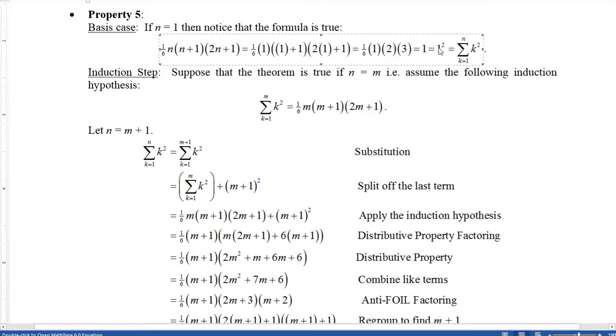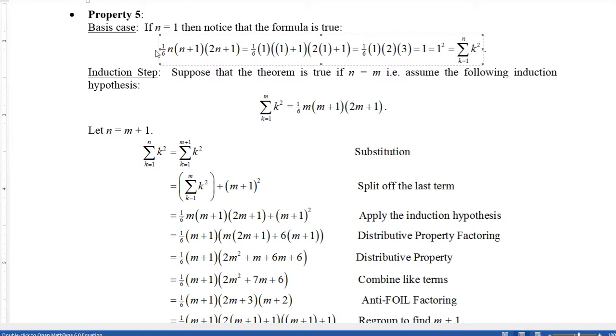1 is 1 squared, which is all you get when you sum from k equals 1 to n of k squared. There's only one term there. k equals 1 to 1 of k squared, which is just 1 squared. So in fact, that's all just 1. Okay. Now the induction step.